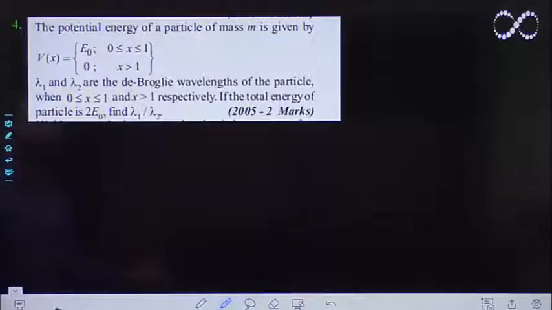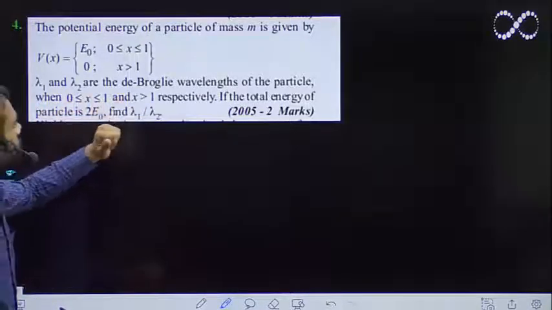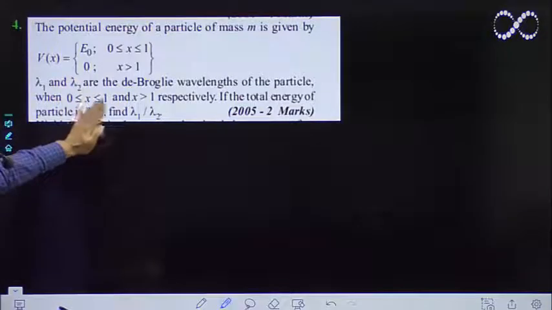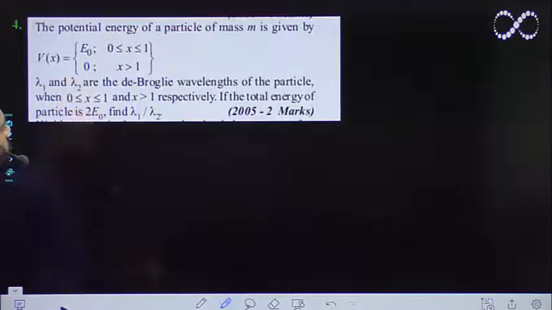The potential energy of a particle of mass m is given as this, and lambda 1 and lambda 2 are the de Broglie wavelengths of the particle in these two regions, given respectively. If the total energy of the particle is 2 E naught, then find lambda 1 upon lambda 2.